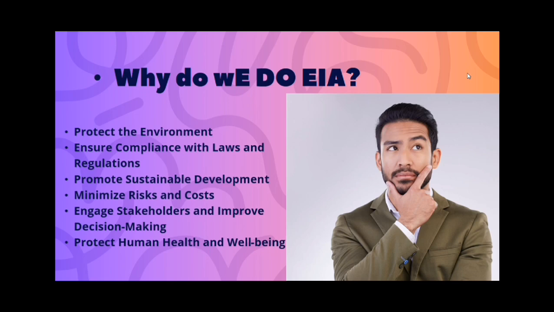And next, we have to engage stakeholders and improve decision making. So involve local communities, governments, businesses, and environmental groups in project planning to ensure transparency and public participation in decision making processes. So they can also be aware of what could harm their environment or their own community. And last but not the least, is to protect human health and well-being, reduce exposure to air, water, and soil pollution that can cause health problems, ensure that projects contribute to a safe and healthy living environment for communities.